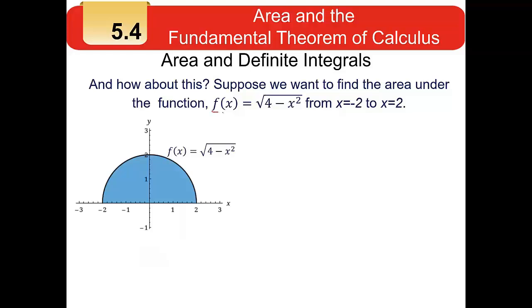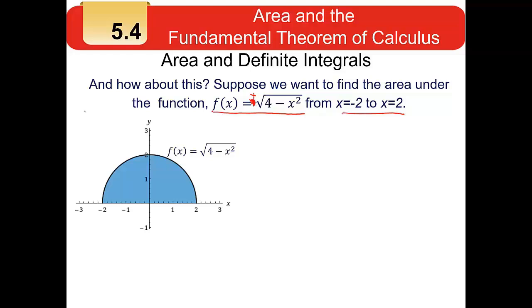Suppose I give you the function f of x equals the square root of the quantity 4 minus x squared, and I want to go from -2 to 2. That's just the top half of a circle. If you take y equals the square root of the quantity 4 minus x squared and square both sides, you'll see that it's a circle, and we're doing just the top half of it. If you took the minus part, that would be the bottom half of the circle. But there is no minus here, so we're just dealing with the top half of the circle.